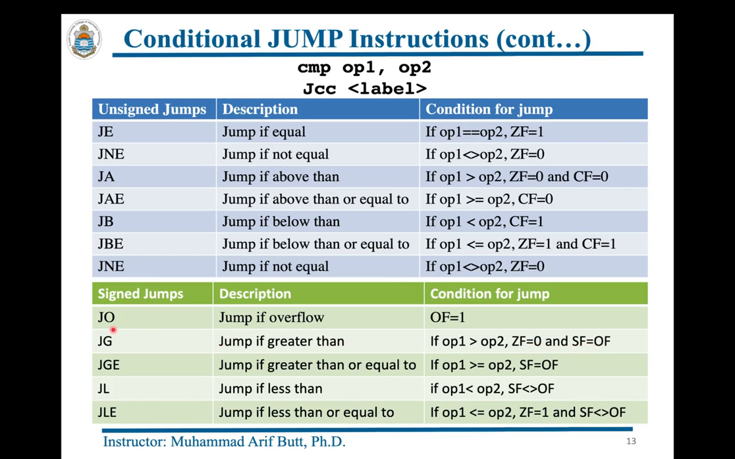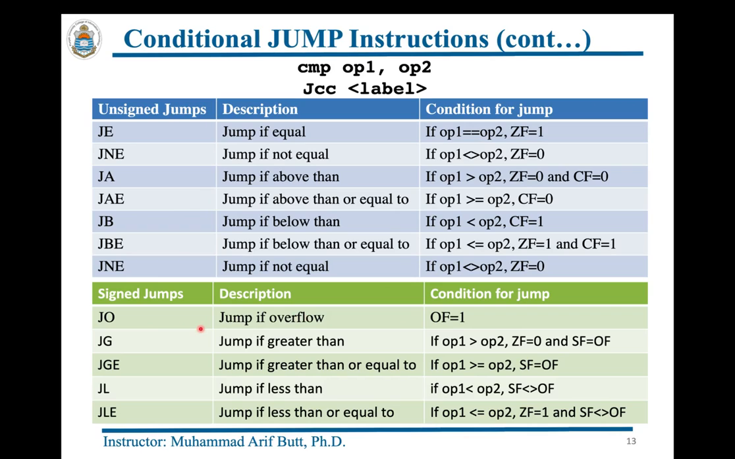There are, however, instructions which just check certain flags, like JO checks for the overflow flag only. If the overflow flag is set, the jump will be performed. Similarly, JC is the jump if carry flag is set instruction. That is an unsigned jump instruction.